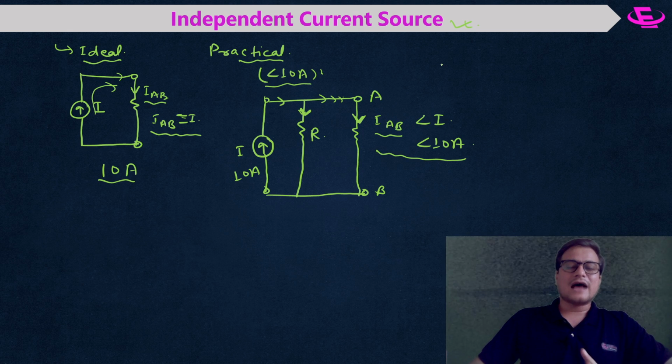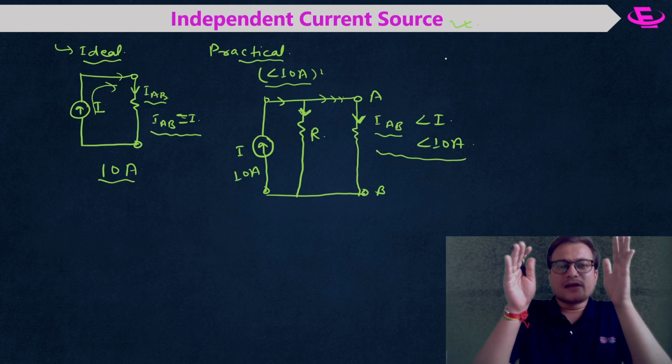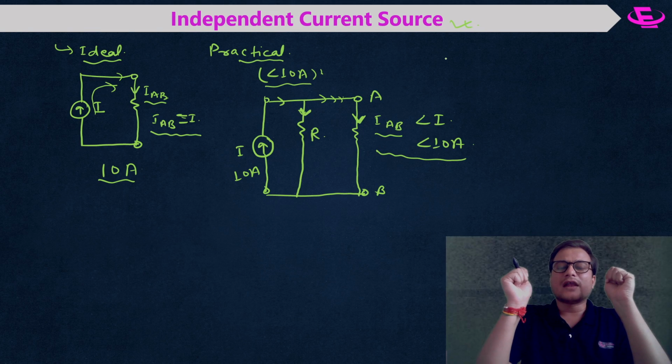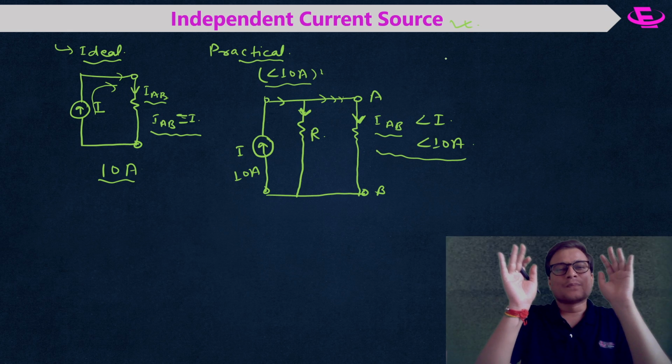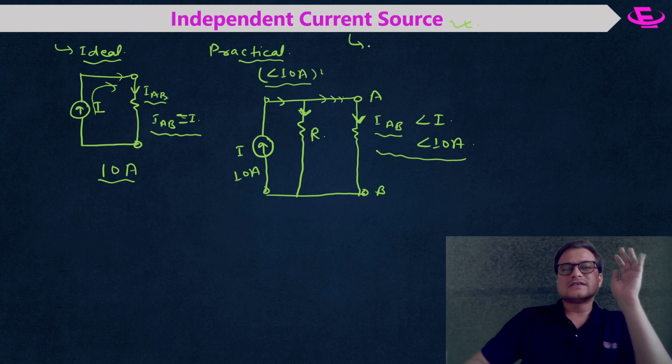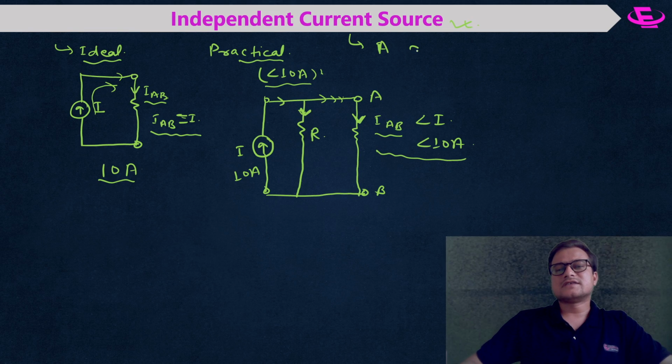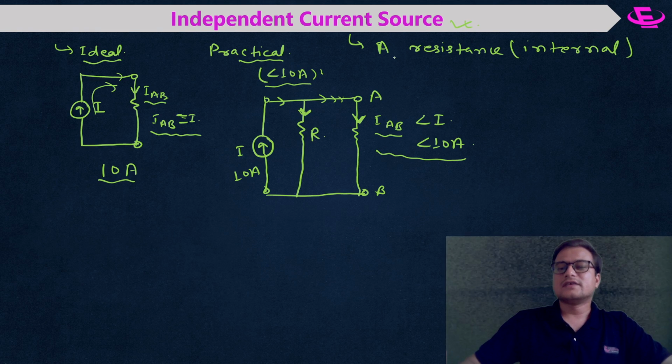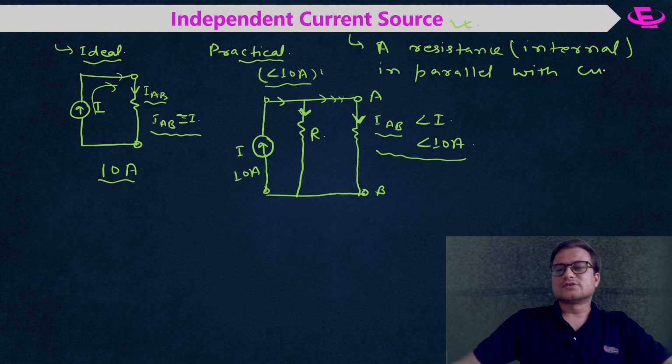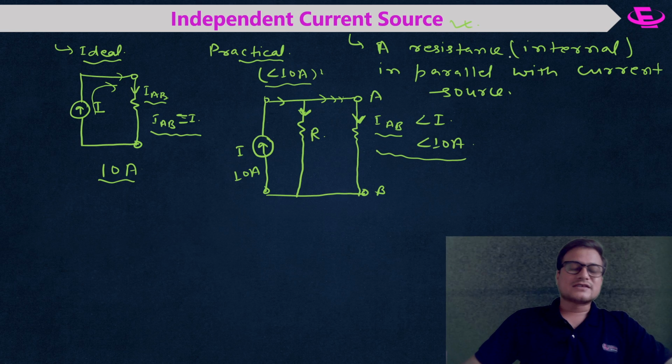Now if somebody gives you a practical current source, tell me whether the resistance will be connected in series or parallel. So what will you say? Practical current source means a resistance, and which resistance? This resistance is called internal resistance, in parallel with the current source. Clear? Now I am asking you one question.